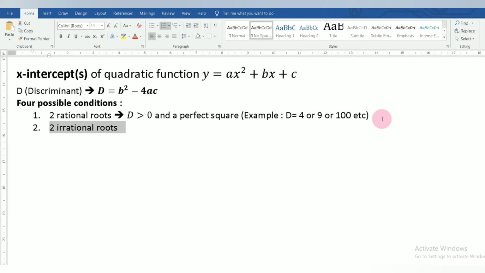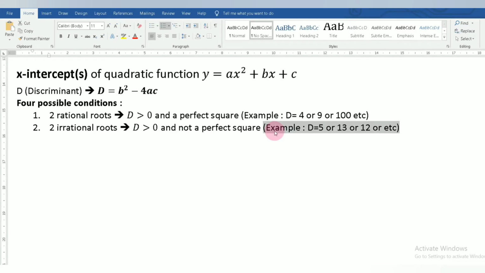The second one will be two irrational roots. It means there will be two different values of x-intercepts, but the values themselves will be irrational numbers, or radicals usually. The condition that must be satisfied is that D must be positive, and it is not a perfect square. For example, the value of D equals 5, 13, or 12, or any non-perfect square. This will cause two irrational roots.